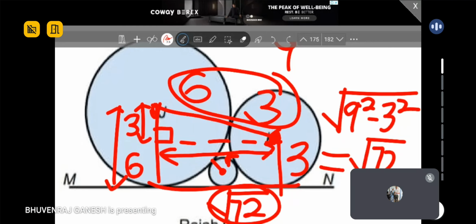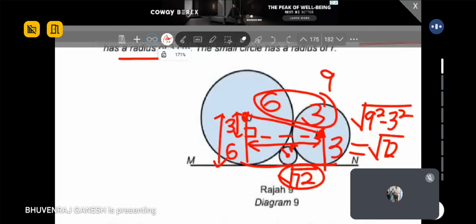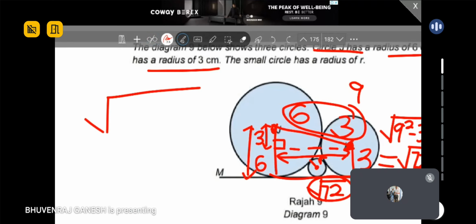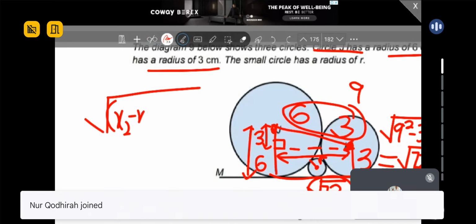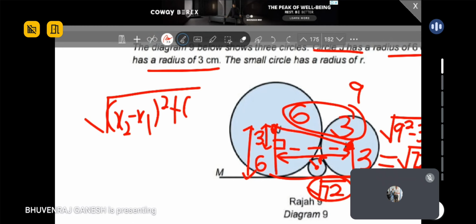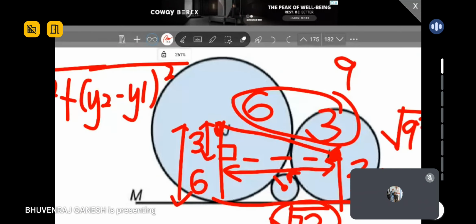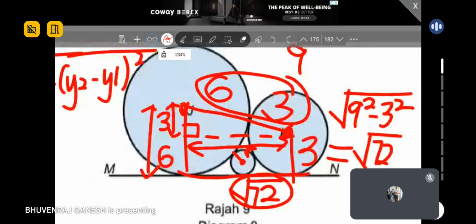Okay, so over here, I give you one hint. You can use the distance formula, guys. Square root of (x2 minus x1) squared plus (y2 minus y1) squared. Kamu boleh guna rumus ni, guys, when you're thinking of the idea over here. So I give you a hint already.